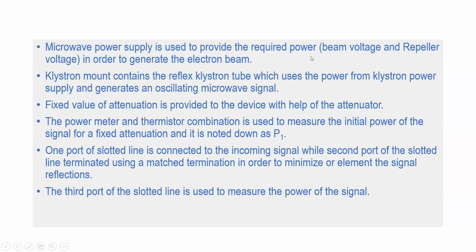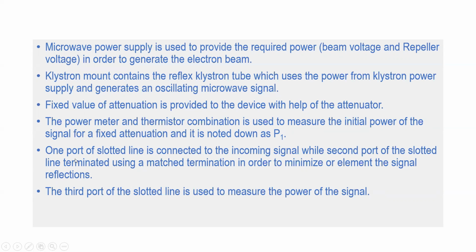Microwave power supply is used to provide the required power in order to generate the electron beam. Klystron mount contains the reflex klystron tube, which uses the power from the klystron power supply and generates an oscillating microwave signal. A fixed value of attenuation is provided to the device with the help of the attenuator. The power meter and thermistor combination is used to measure the initial power of the signal for a fixed attenuation, and it is denoted as P1.